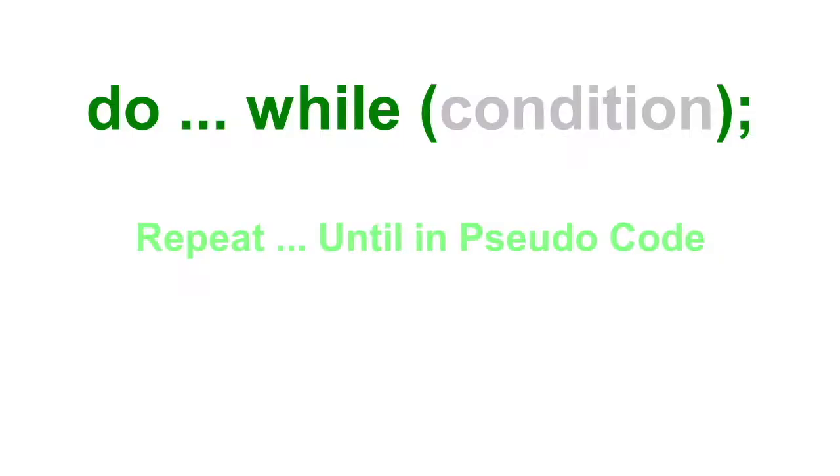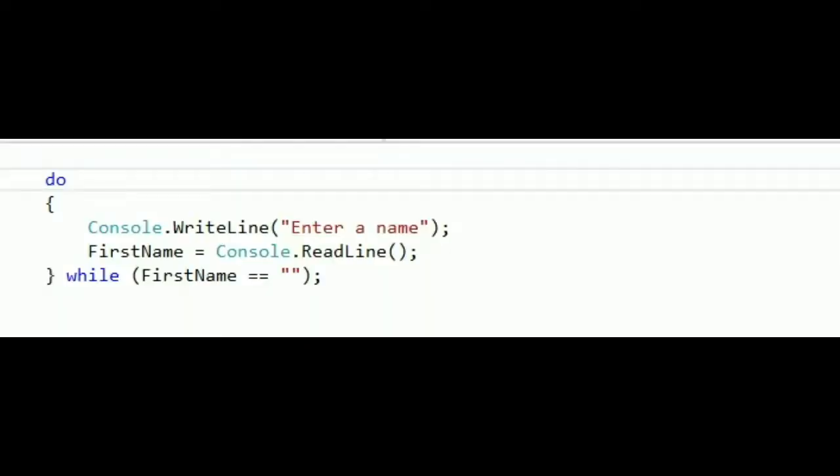The first one is the do while. In this case, the programming language comes in at the do. Console write line would write on the screen, enter your name. The console read line waits for the user to type something in, stores what they type in first name, and then the while statement says, if they didn't type anything in, if first name is still blank, then let's go back and do it again.